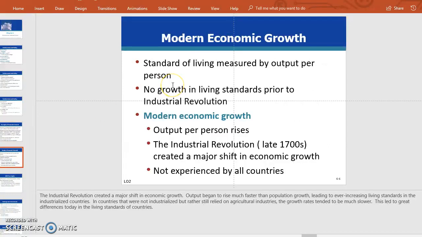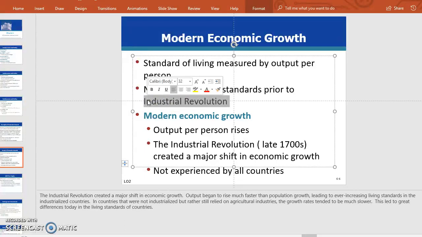Now, standard of living is measured by output per person, we already discussed. And now, no growth in living standards prior to the Industrial Revolution. See, prior to the Industrial Revolution in the mid and late 1700s, there was no big technological improvement. And as a result, growth of output roughly matched growth of population. So the standard remained fixed for a long time, as we have discussed in Rome and in China.